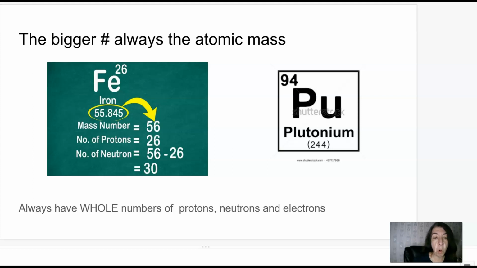And remember, you always have to have whole numbers of protons and neutrons. So even in this case, if you did 55 minus 26, you're going to get something with a 0.8 in it. You have to round that to the nearest whole neutron. You're never going to have fractional numbers of neutrons and electrons.